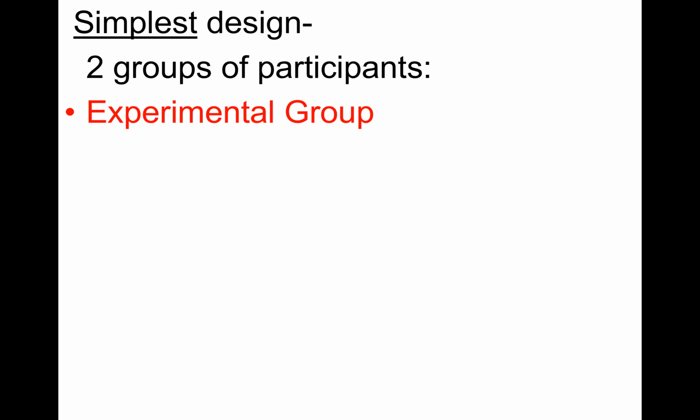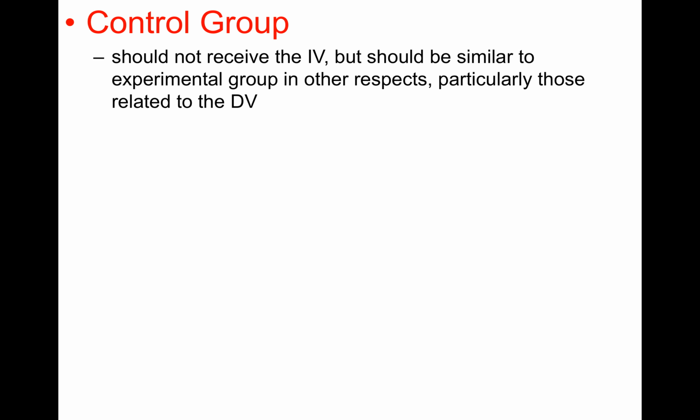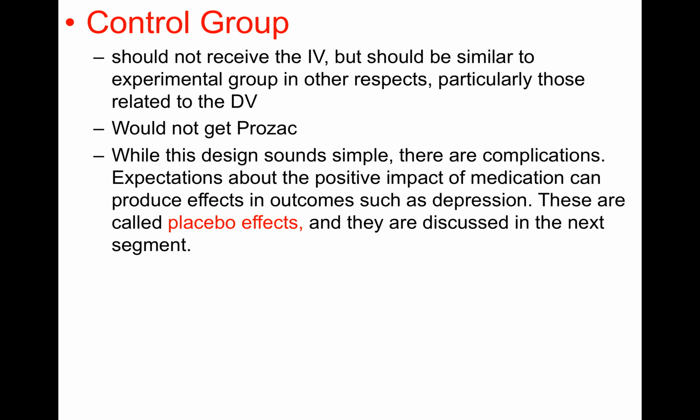So in this simple design that we have, there are two groups of participants. The group that receives the pill in this instance would be the experimental group. So the people who get some amount of the independent variable is the experimental group. The control group is used for contrast, and they don't receive the independent variable. So they would not get Prozac. This sounds very simple, but there are some complications, especially in this kind of design.